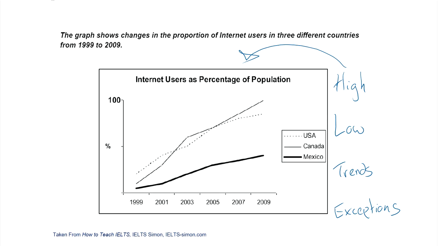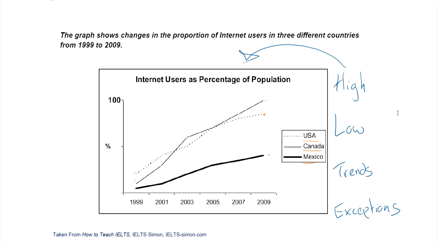So if we look at this graph, we can see that we've got three lines, and the three lines represent three countries: the USA, which is the dotty line, Canada, which is the narrow line, and Mexico, which is the thick line. And this data is talking about internet users as a percentage of the population. So in other words, how many people in these countries use the internet.